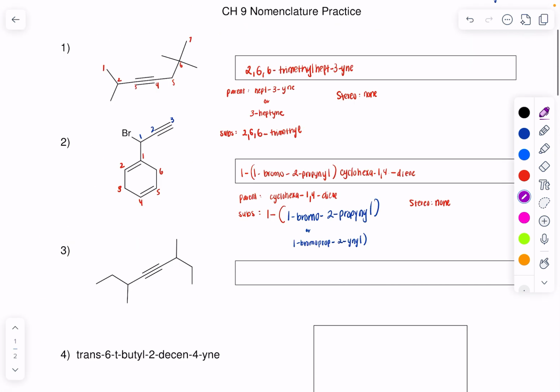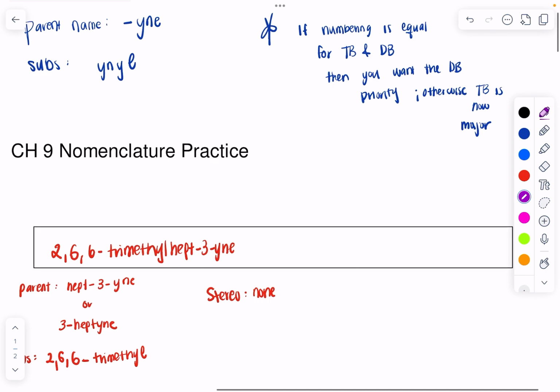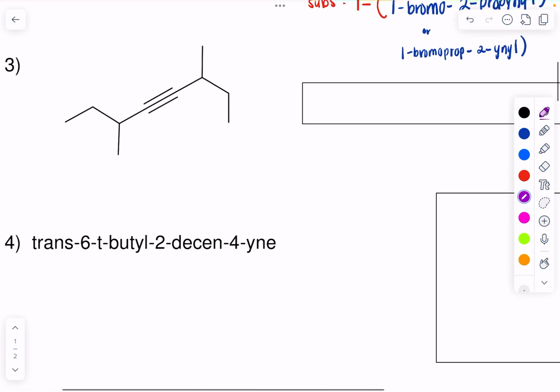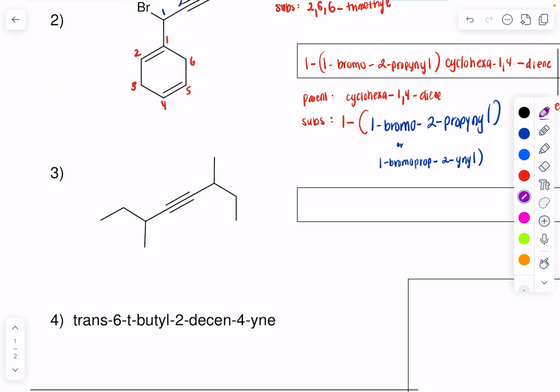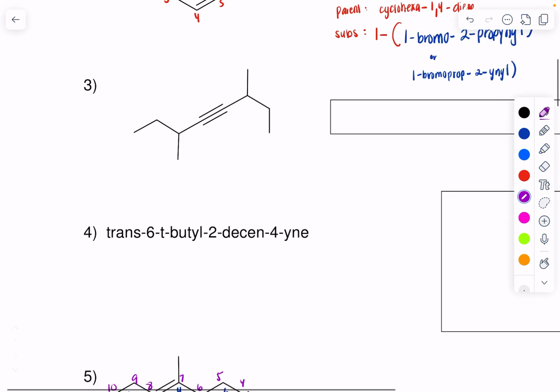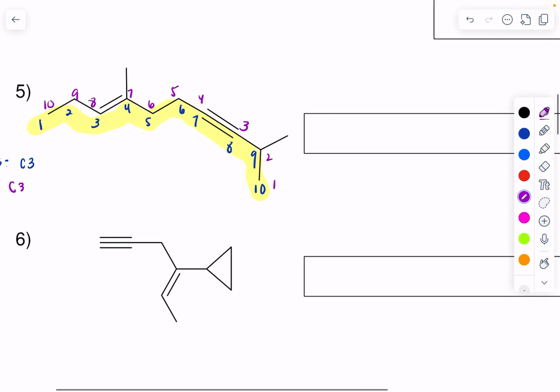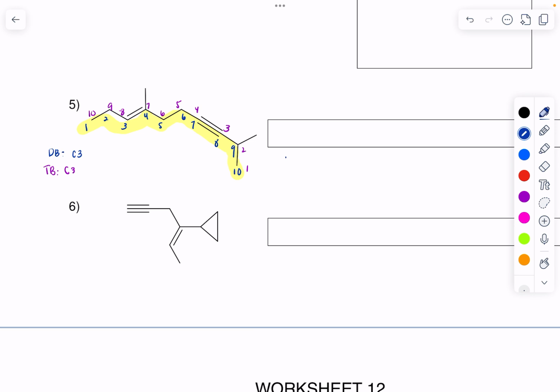So remember up here, I said, if you have the situation where the numbering is equal, meaning you number from different sides and you hit the triple bond and the double bond at the same carbon, so in terms of numbering, carbon 3, then you will consider the double bond to be priority. So in this situation, we will say that our final counting will be the pathway which is in blue. This is just one of those situations that you have to make sure you remember, because sometimes they'll test that on the exam.